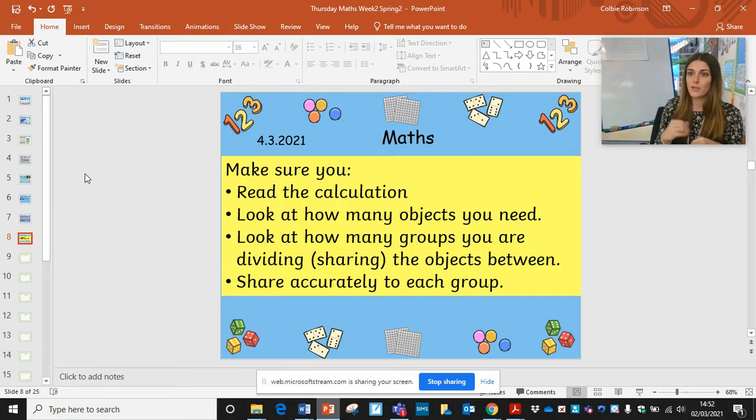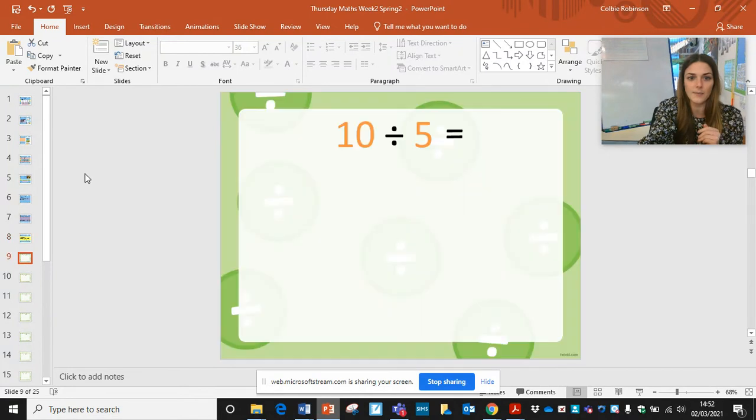So here are steps to follow to support you. Make sure you read the calculation. That's really important. Look at how many objects you need, but also how many groups you need to share that number between. So what is the whole number that you're sharing out and how many are you sharing it between, or dividing it between? And then make sure that you share between each group equally. Go from one group to the next and then go back, because it's more accurate, so you don't get lost or confused, as I showed you yesterday.